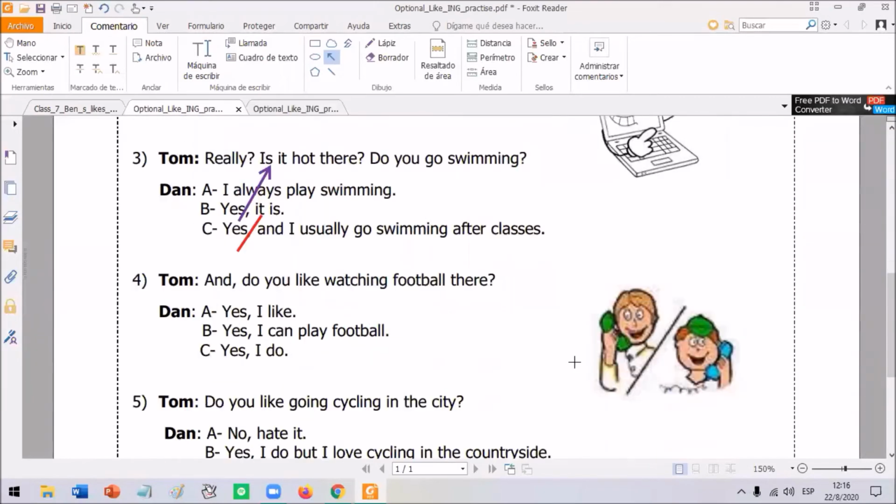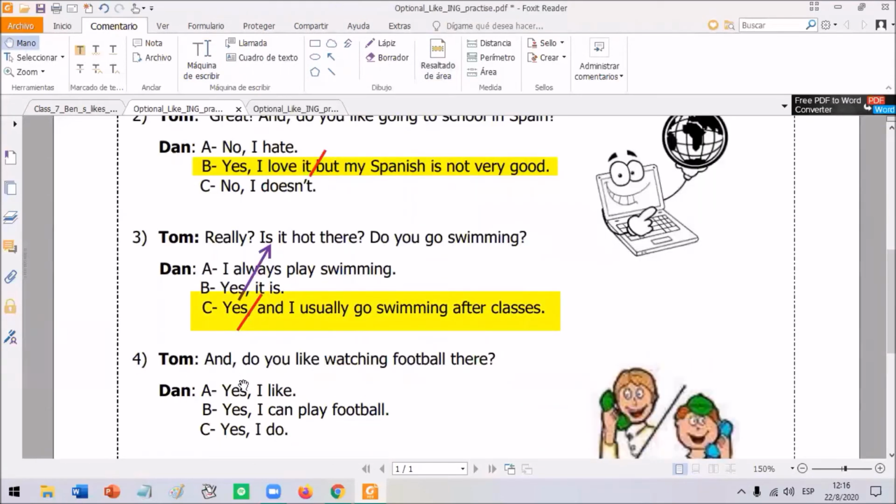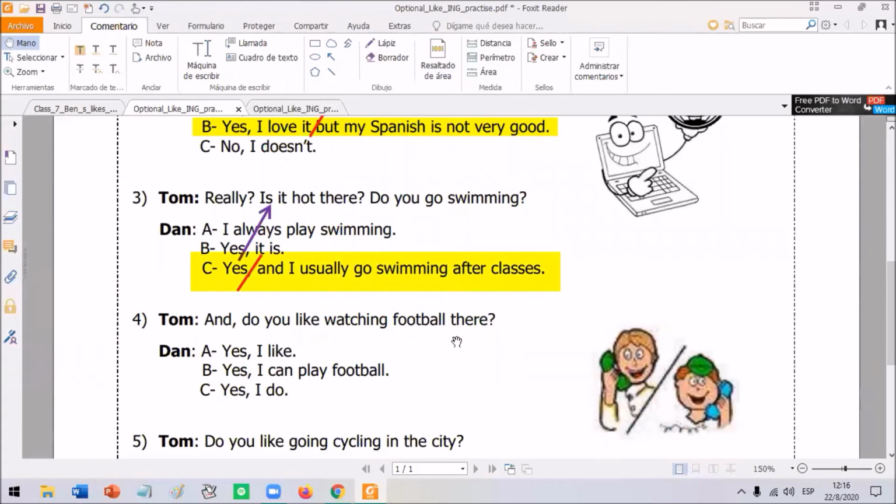Let's go on. Oh, sorry, I forgot to highlight the correct answer. There we go. And do you like watching football there? Yes, I like. Yes, I can play football. Yes, I do. What is the correct option, people? Come on, write it on the chat. Yes, okay, very good. Option C.